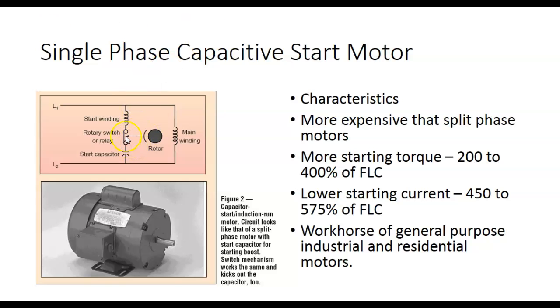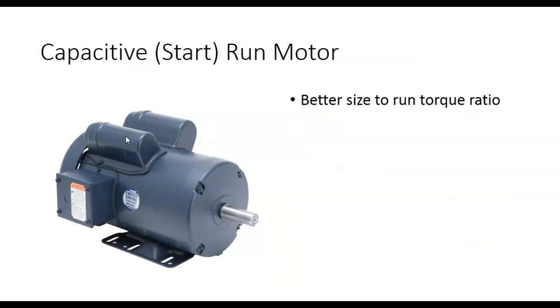So what it does, it kicks it out right off the bat. I mean, you can hear it click. This is a capacitive run motor. Some people call it capacitive start, capacitive run. It's going to have two capacitors on it. It uses both of them to get it started, and then it leaves the other one in all the time. What's the advantage of these? That it gets better run torque for size.